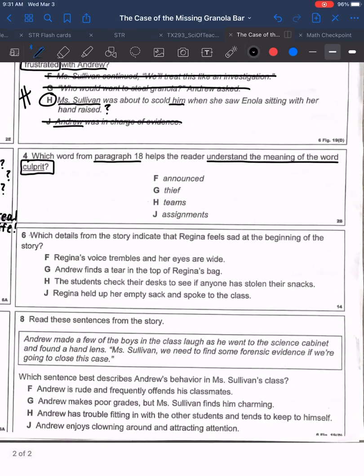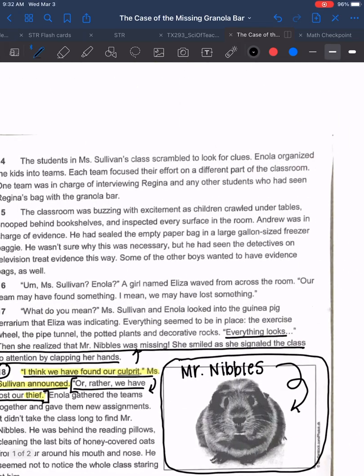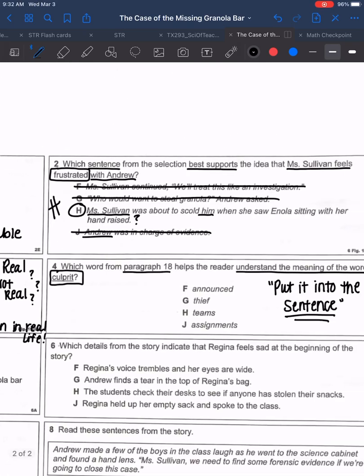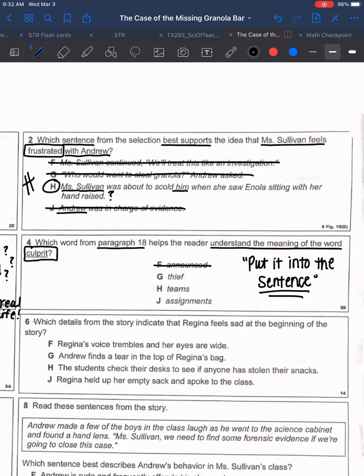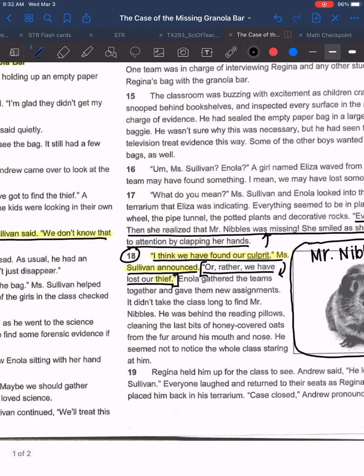So let's go ahead and look at our answer choices. Now, another way to help you with questions like this is by putting the answer choices into the sentence. So replacing culprit with the word announced is what we're going to try to do. So I'm going to make a note for you guys to put it into the sentence. And you're going to see, does it make sense or does it not make sense? If it doesn't make sense, that's more than likely going to tell you, hey, this is not my answer choice. So let's go ahead and try it. "I think we have found our announced," Miss Sullivan announced, "or rather, we have lost our thief." Announced does not sound right at all. Let's try thief. "I think we have found our thief," Miss Sullivan announced, "or rather, we have lost our thief."